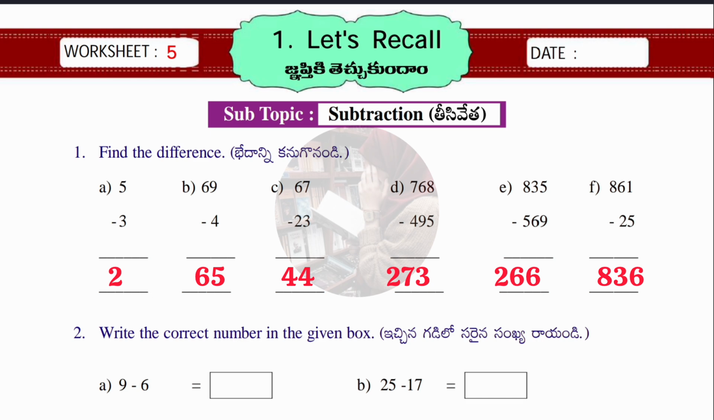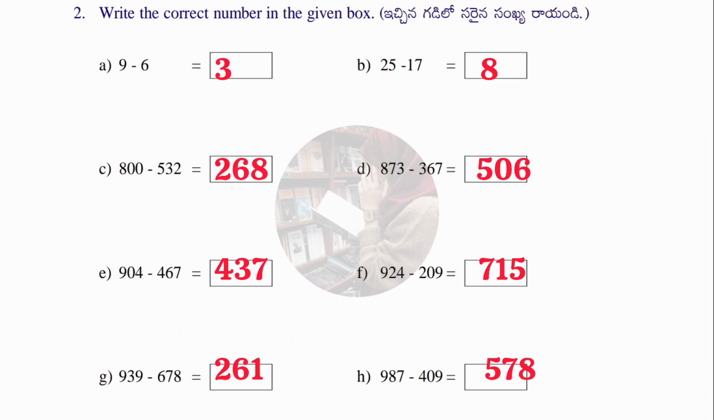Okay, in the same way as I told you in addition, in subtraction also you have to first subtract the ones digits, then the tens digits, then the hundreds digits, like that. Now we'll see the second Roman, which is: write the correct number in the given box. Some numbers are given, and we have to work them out correctly and write the correct number in the blank. If it is addition, we have to do the addition and write down the correct answer. If it is subtraction, then we have to subtract and write down the correct answer in the box.